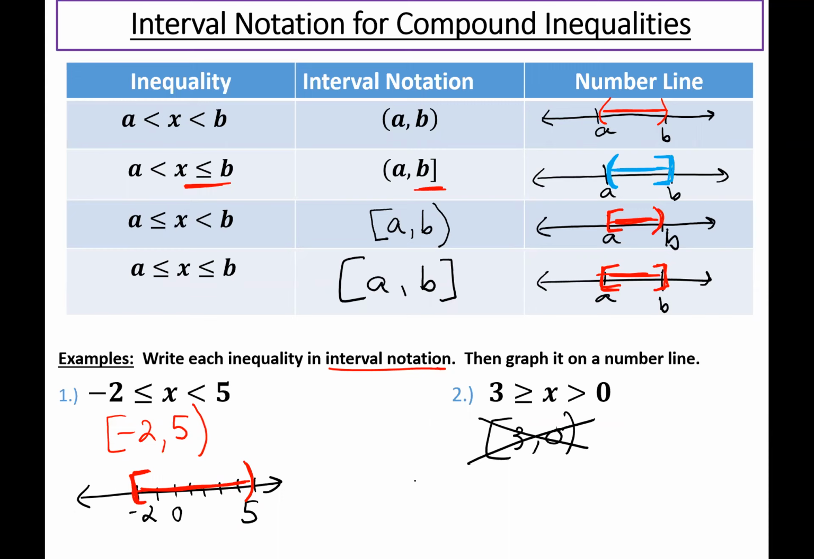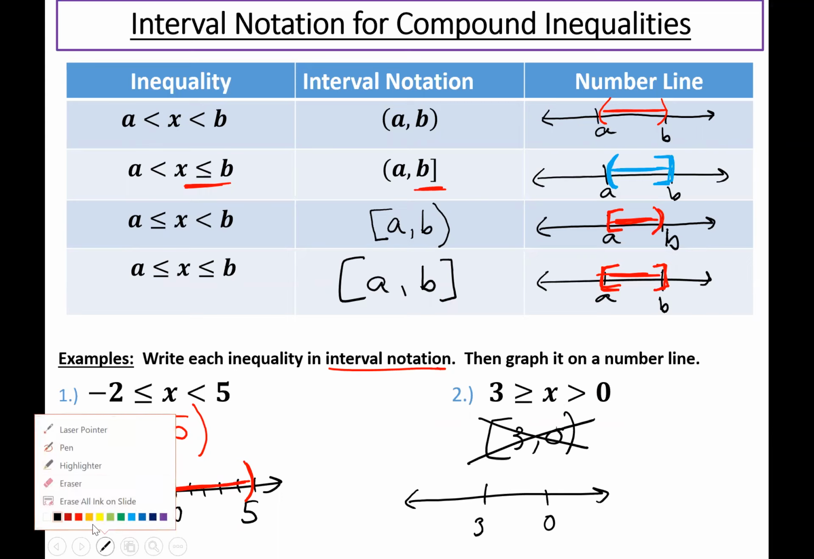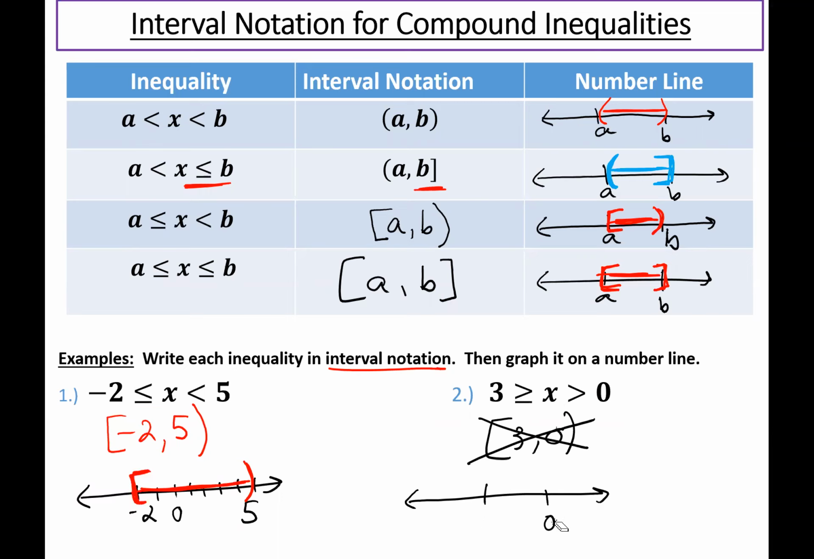And once you start labeling it on a number line, hopefully you'll realize, wait a second, 3 and then 0 over here, what? That doesn't make sense. So we really need to make some adjustments here. Okay, let's rewrite this inequality in order from least to greatest. So when I rewrite this, here's what it's going to look like. 0 is less than x, and x is less than or equal to 3.